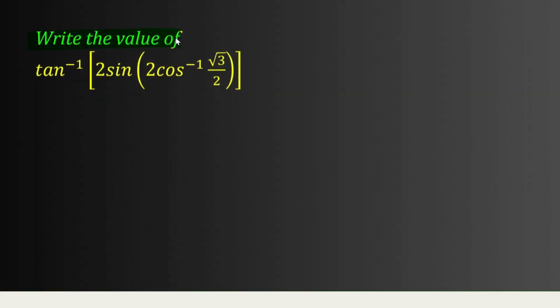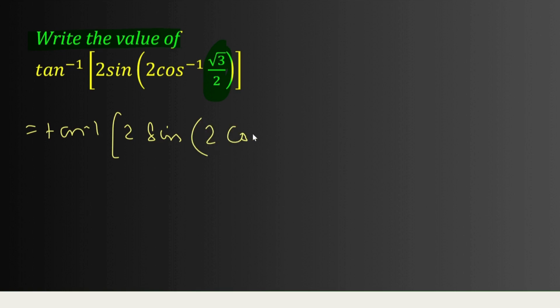Now in order to write the value of this function, what we are going to do in the first part is to replace root 3 by 2 in terms of a cos angle. I can replace this with cos pi by 6. So let's proceed with writing everything as it is. That is, this is tan inverse of 2 times sine, this is 2 times cos inverse, and root 3 by 2 can be written as cos pi by 6. So I'll write this as cos pi by 6.